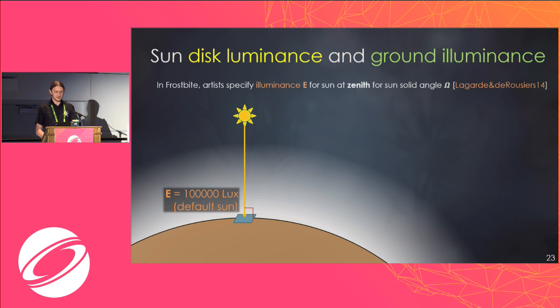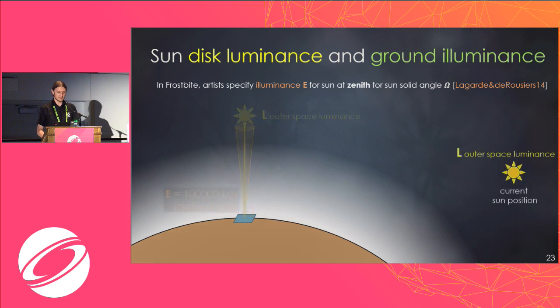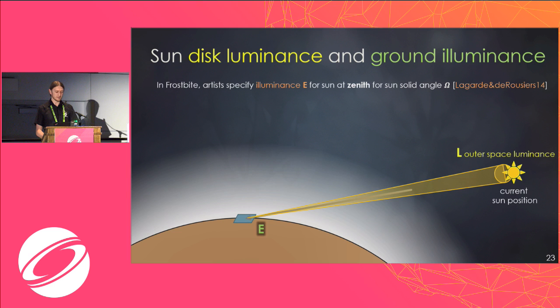And from that, if we want to render the sun disk, we need to recover the luminance, because that's what we store in our buffer. So we just invert the transmittance in the atmosphere, and also take into account the sun solid angle that artists can set up. And from that, we just recover the outer space luminance. And if we want to have correct lighting for the current sun position, when the sun is moving in the atmosphere during the game, we just need to reapply all that, doing the inverse, basically. And from that, we can recover the illuminance at ground level.